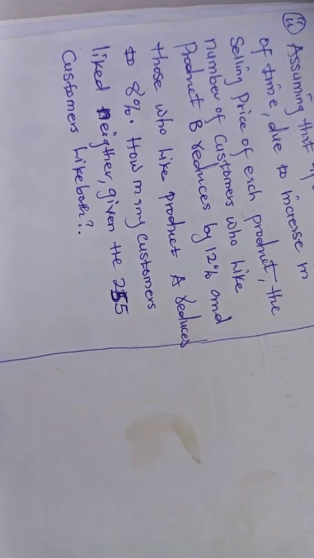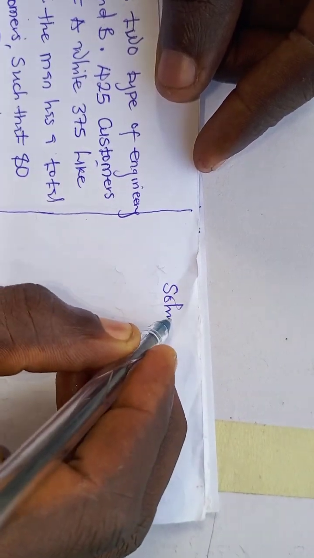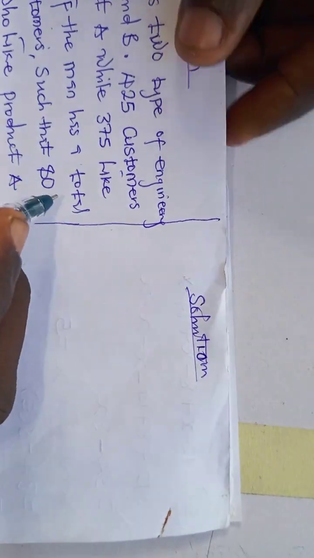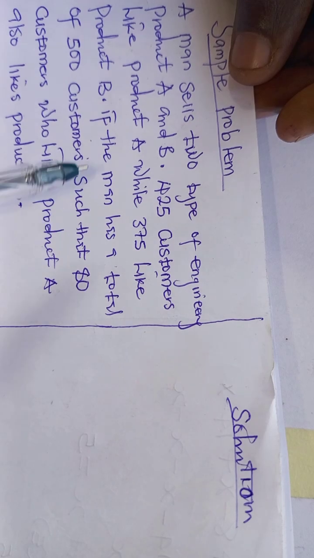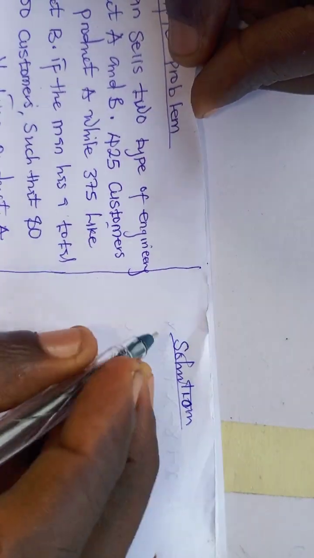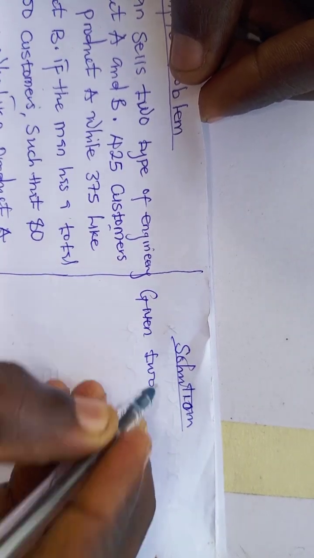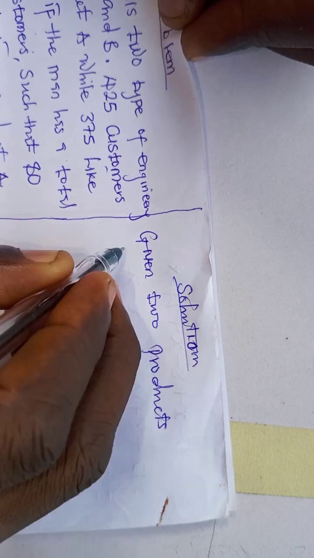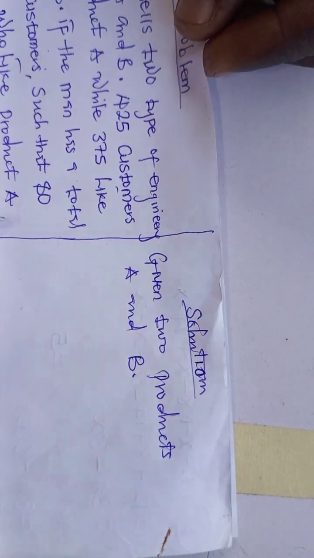So we are going to start by analyzing the problem. Solution. We are given two products, A and B. So these are the two products we were given.